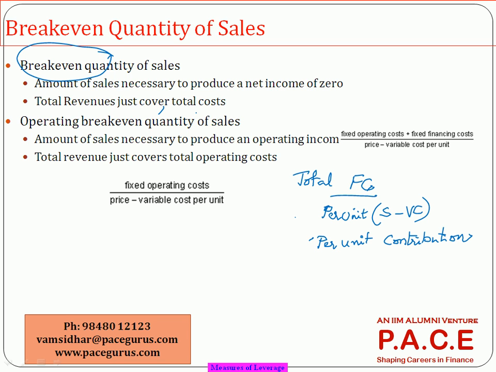Now sometimes people also talk about not the total break even, they only look at the operating break even point. In that case, you take only the operating fixed costs. Don't take finance fixed costs. When I want only the operating break even point, take only the operating fixed cost. The denominator remains the same: price minus the variable cost per unit, or the per unit contribution itself. At least a minimum of those many quantities have to be produced.